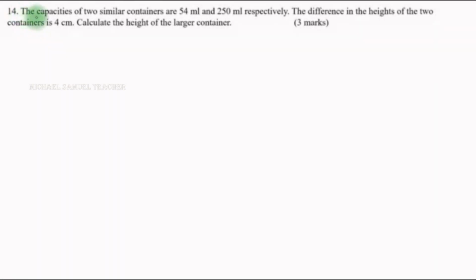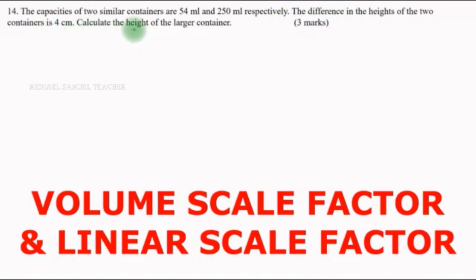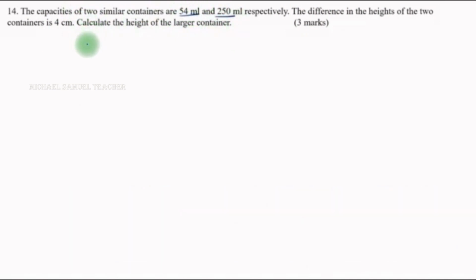Question 14. The capacities of two similar containers are 54 milliliters and 250 milliliters respectively. The difference in the height of the two containers is 4 centimeters. Calculate the height of the larger container. So in this situation, you have been given two containers and their volumes. But because we need the height of the larger container, we need to apply similarities, that is the volume scale factor and also linear scale factor.